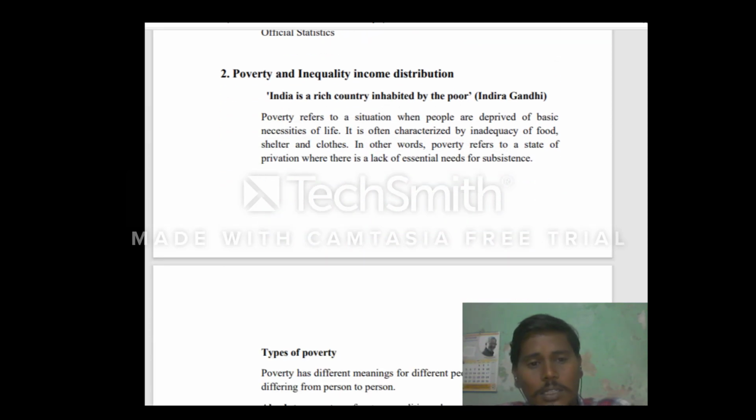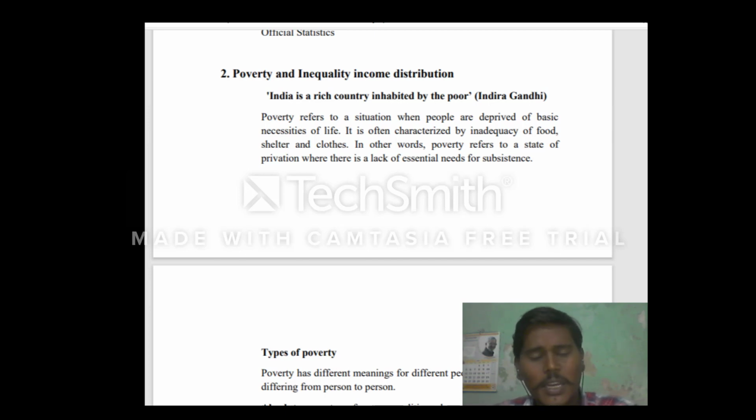So let us understand how poverty exists in India. As we know, there is a saying by the ex-Prime Minister of India, Srimati Indira Gandhi. She said, India is a rich country inhabited by poor people.